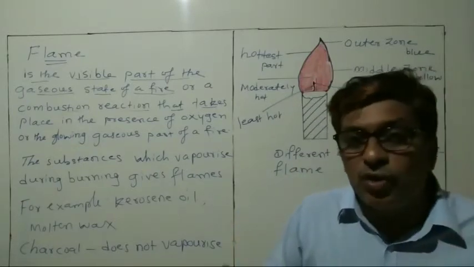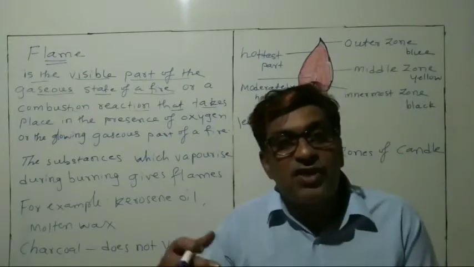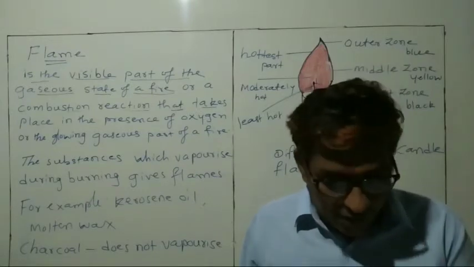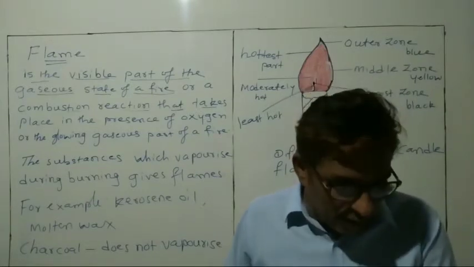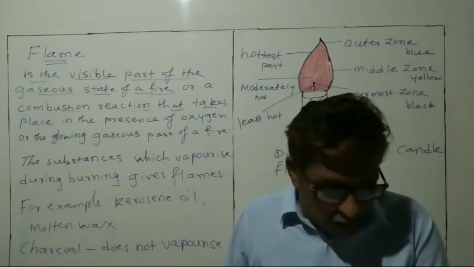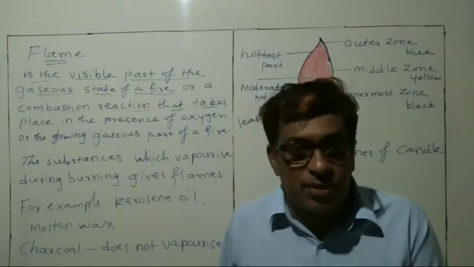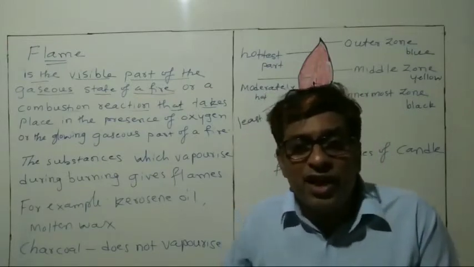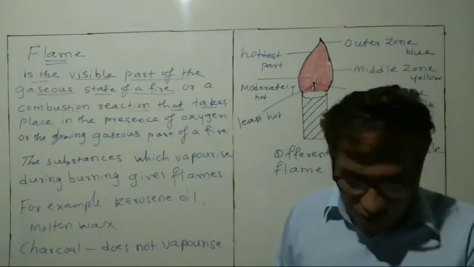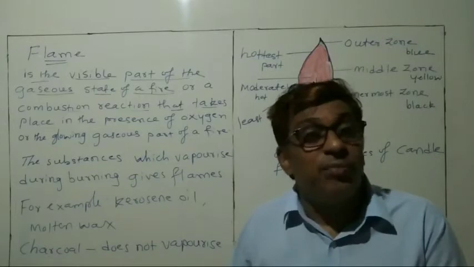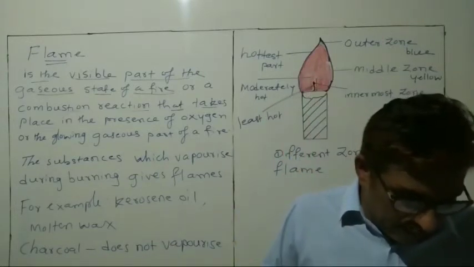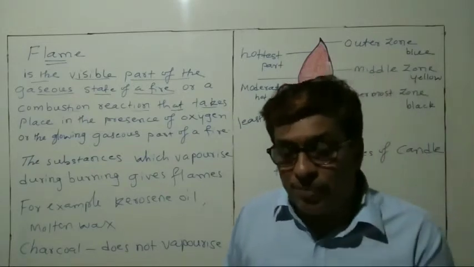Dear students, you know that the substances which vaporize during burning give flames, for example kerosene oil and molten wax. These form flames during burning. Charcoal, kolsa, does not produce flames, because it does not vaporize after burning. That is why it will not produce a flame.